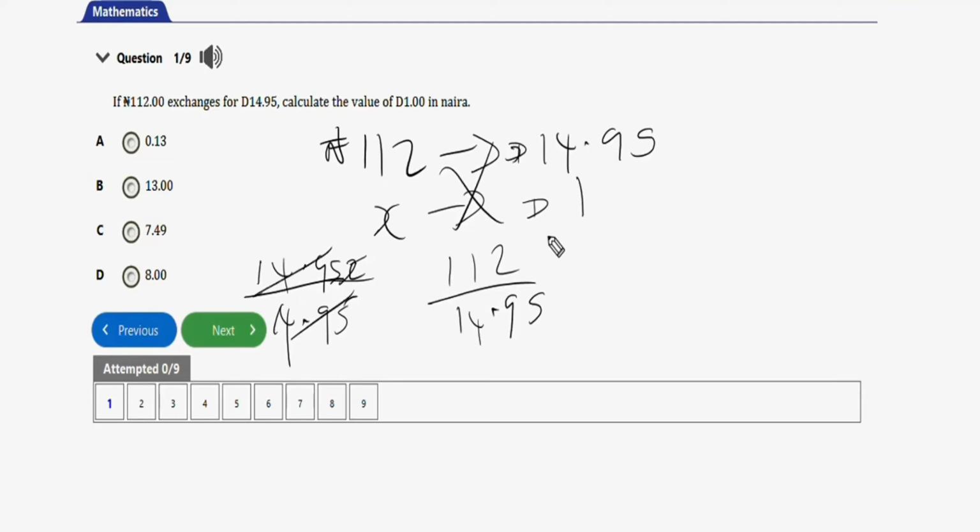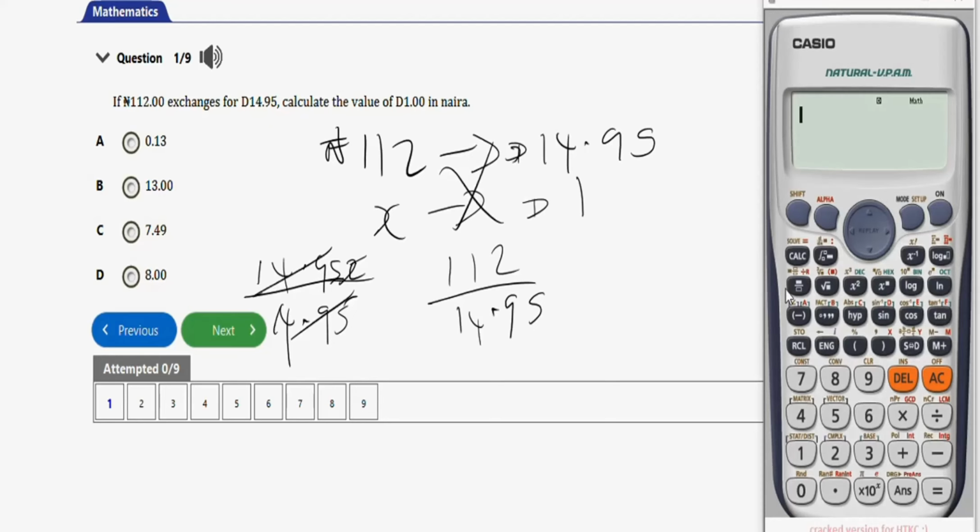So you're going to have, let's punch this on the calculator. 112 divided by 14.95. So the output will be what? Put it in decimal, press SD again. So we have it to be 7.491. So the answer is option C, in 2 decimal places, 7.49. So that is for this question.